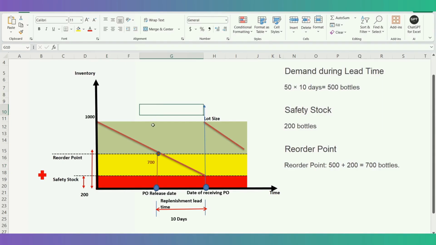I have materials that are in the green zone for which I buy the minimum lot. This is the reorder point of 700 units. For example, in this case, reorder point is 500 units plus 200 units of safety stock, so 700. I have some here. I haven't had any below the reorder point.